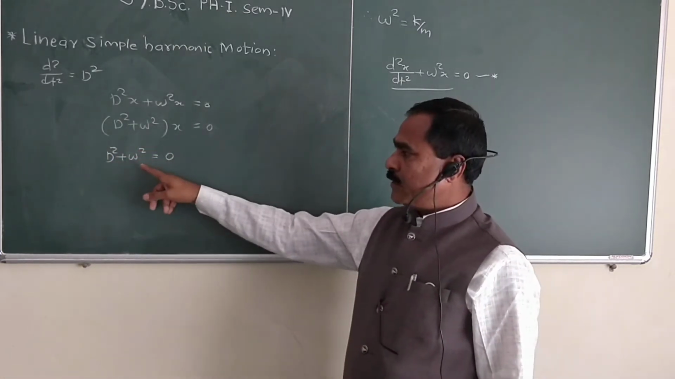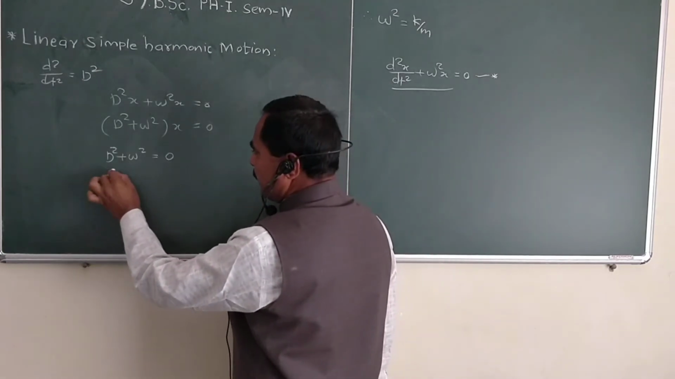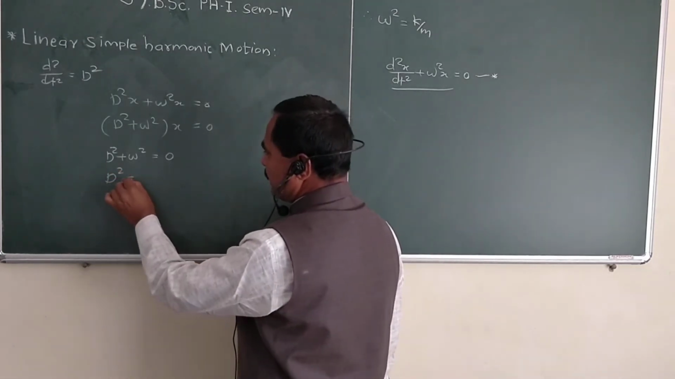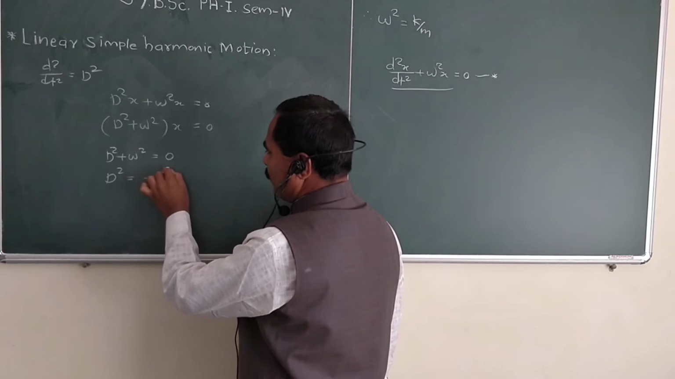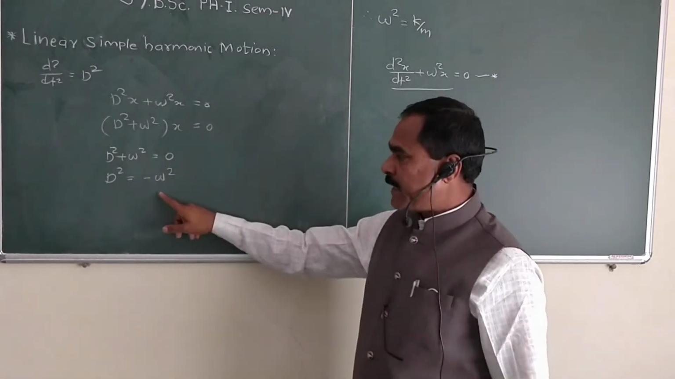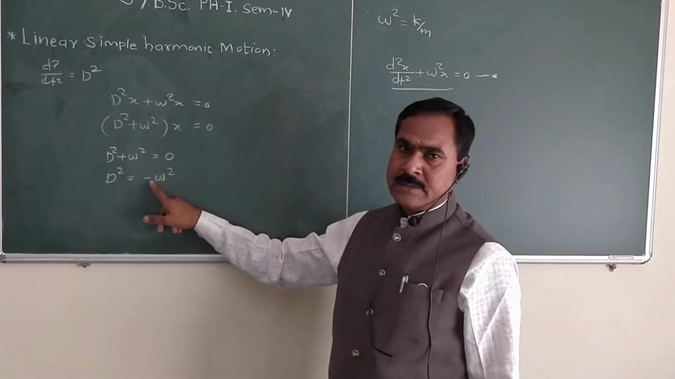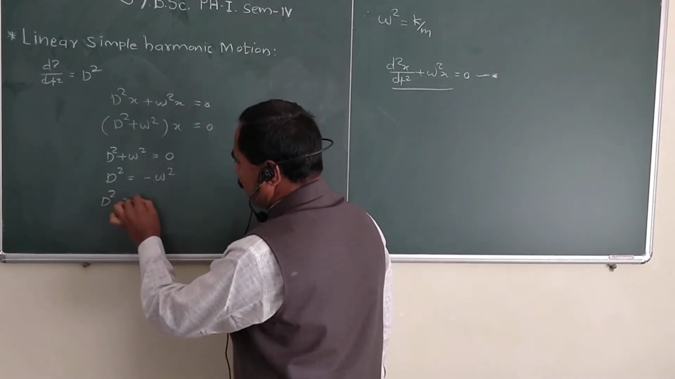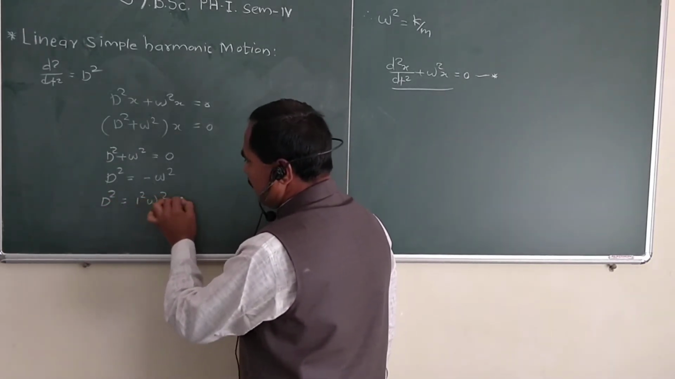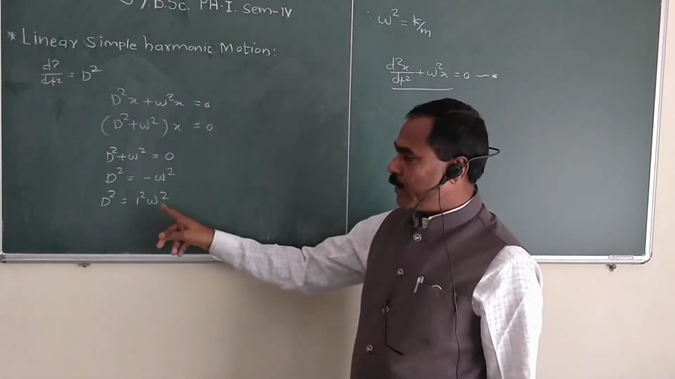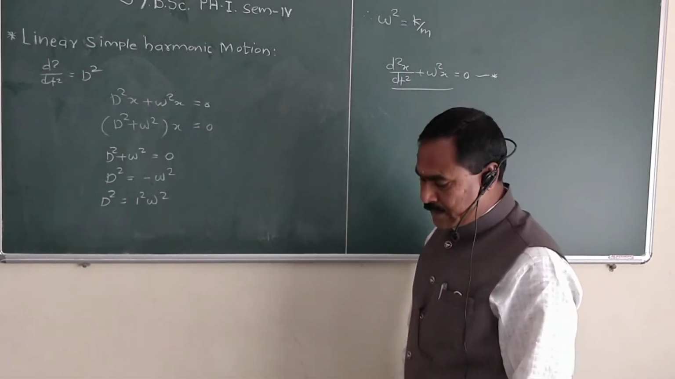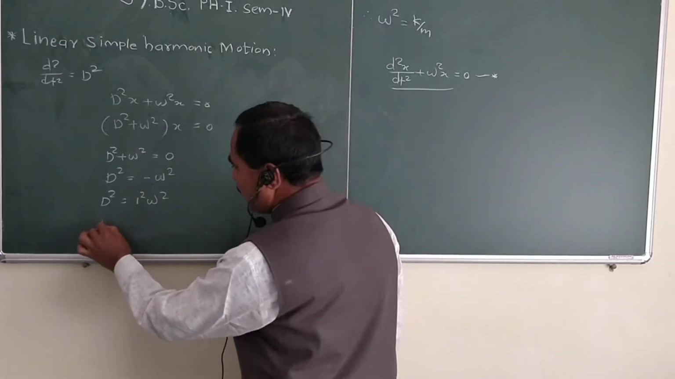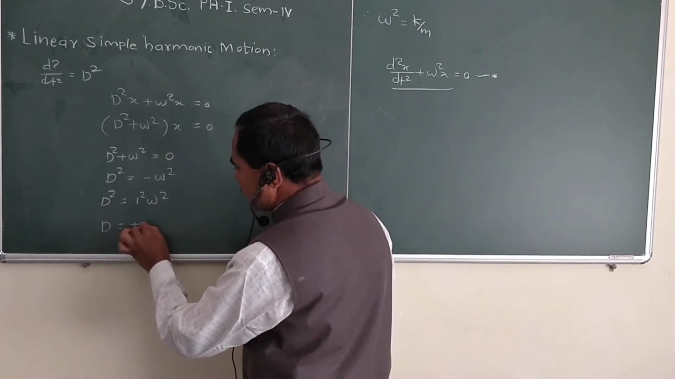So we write this equation as D square equal to minus omega square, and this minus sign is equal to i square. So here D square equal to i square omega square. Then we remove the square on both sides. So we write here D equal to plus minus i omega.